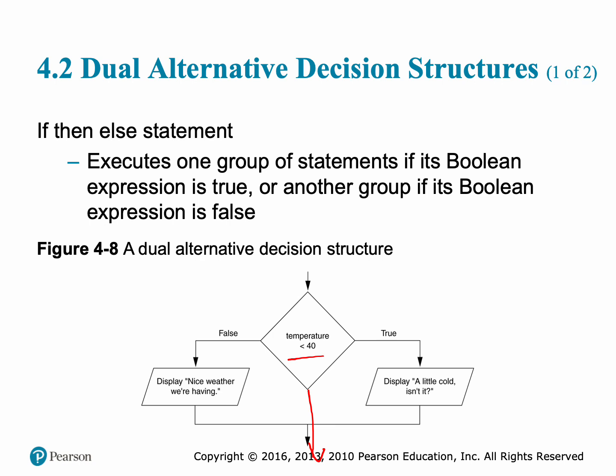If it is true, we're going to follow this arrow right here, and we're going to display "A little cold, isn't it?" However, if it's not true, instead of just skipping this part as a whole, we are going to follow this arrow right here, and we're going to display "Nice weather we're having." So instead of just skipping the code that follows the true arrow and just continuing with the execution of our program, we are going to follow the false arrow and we're going to display something else. We're going to execute a different piece of code.